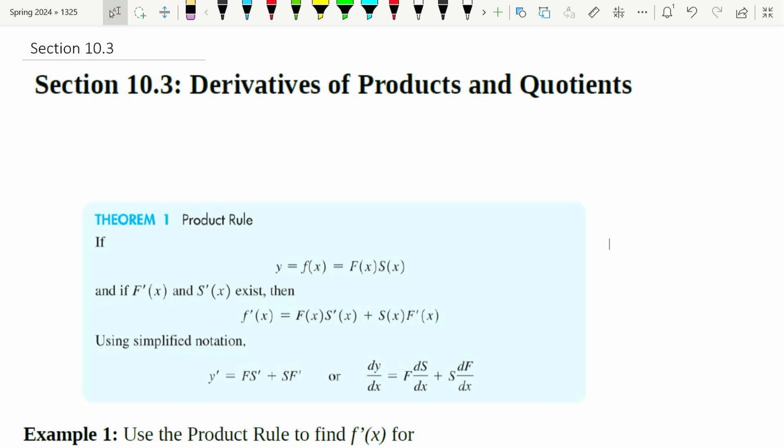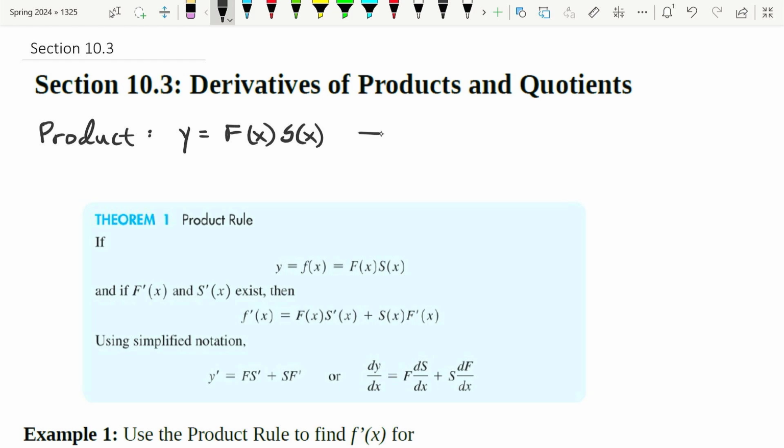In this section, we're going to talk about the derivatives of products and quotients. So what we mean by a product is a function that's made up of the multiplication of two or more things. Say, for instance, y is equal to f of x multiplied times s. Those are two separate functions multiplied together.